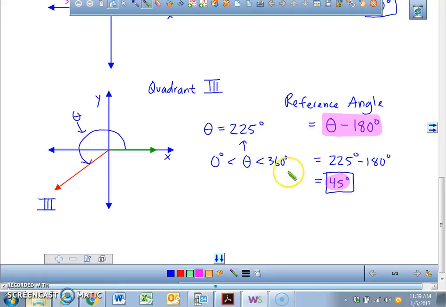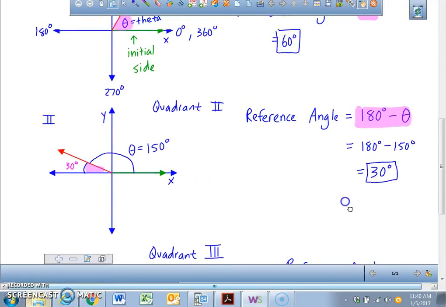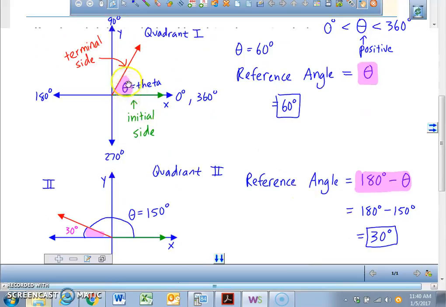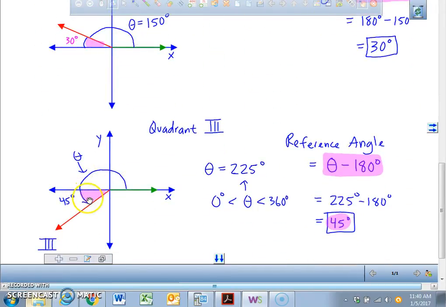Let me show you where this 45 degrees is located. Right there. We'll label it 45 degrees. By the way, your reference angle is always in relationship to the x-axis. Your reference angle is always in relationship to the x-axis. You see how this angle is made with the x-axis right here? This one is made with the x-axis right here.